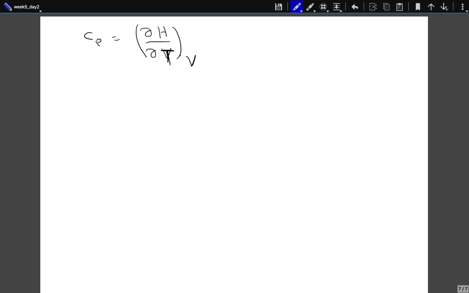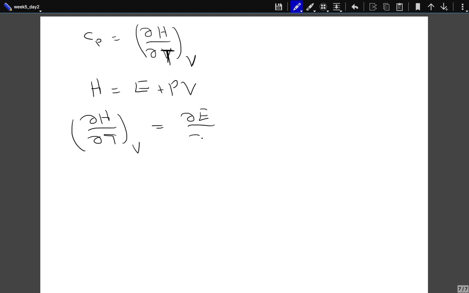Then you would probably say that H is equal to E plus PV. So dH/dT at constant V will be equal to dE/dT at constant V plus V dP/dT at constant V, I suppose. No, sorry, this is not at constant V, it's at constant P. But this is enthalpy, not the.